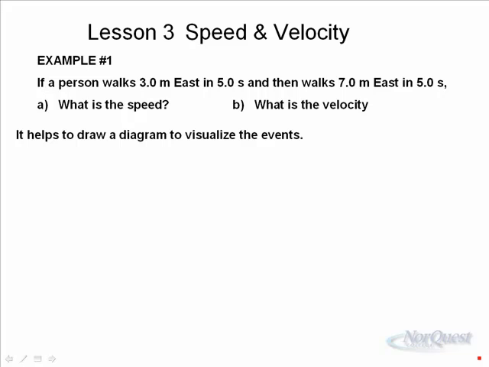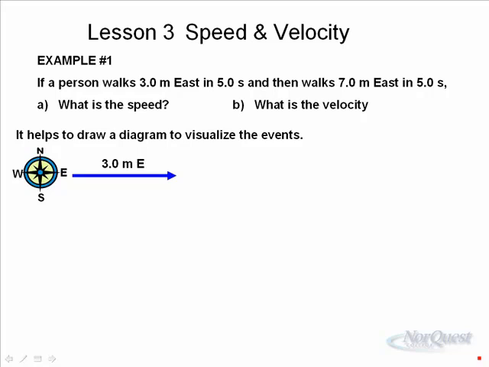It always helps in physics to draw a diagram to help you visualize these events. And of course, when you draw this diagram, you sometimes need a frame of reference. And so the little compass on here is actually telling us that north is to the top of the page, south is to the bottom, east to the right, and west to left.